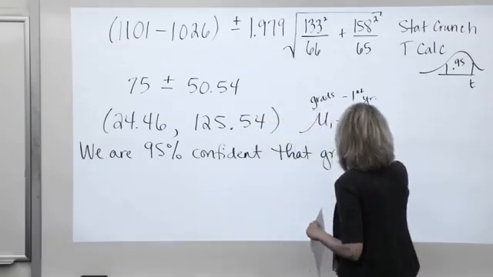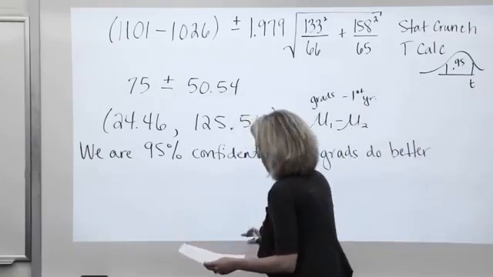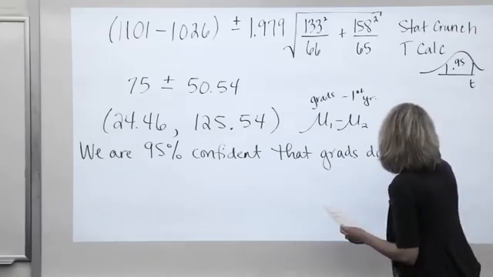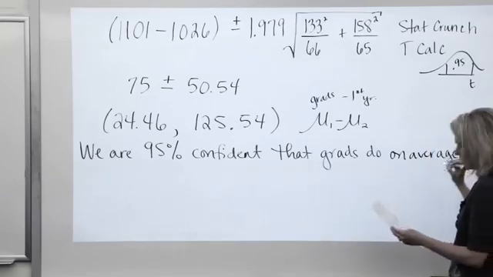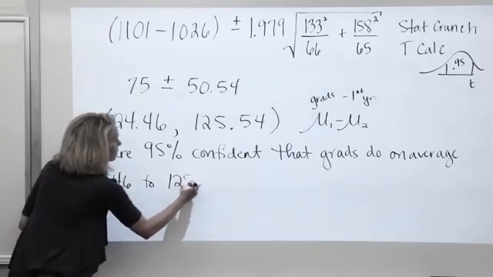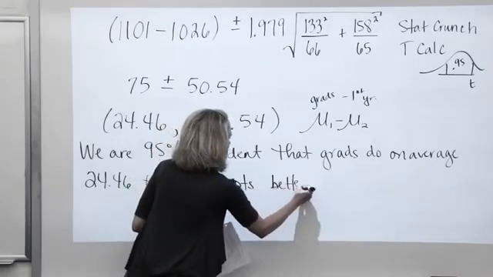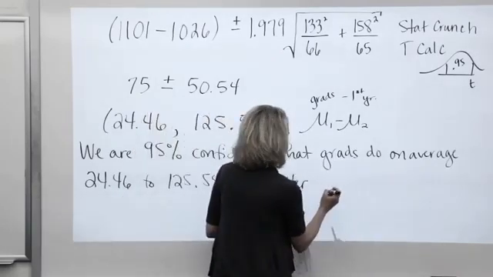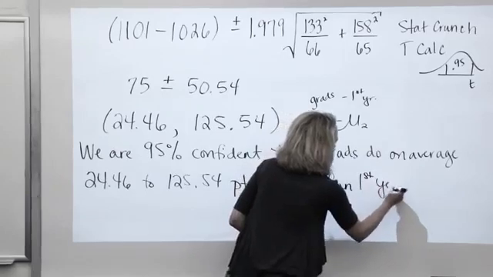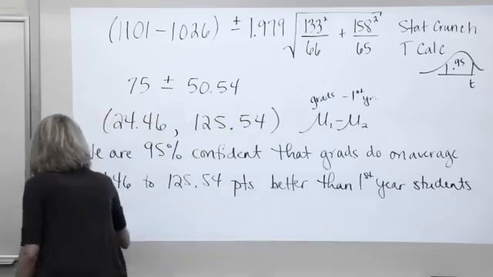that grads do better, let's say on average, 24.46 to 125.56 points better. We could put the on average here. than first-year students. On the CCLA.